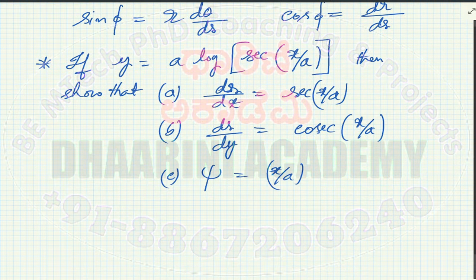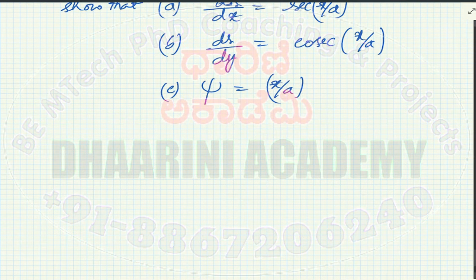So that's the equation. Show that ds by dx is equal to something. Similarly, calculate ds by dy, and we need to show that this is the answer. The value of psi can also be calculated in the same fashion. Okay, let's proceed with the solution. So start with the given equation.